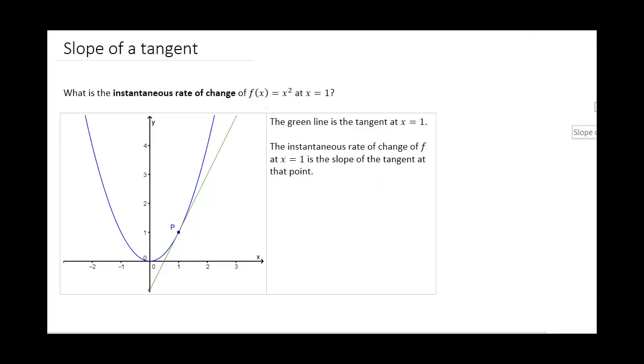The instantaneous rate of change of a function at a particular point is the slope of the tangent line drawn at that point. In this image, we see the green line is the tangent line, and we are interested in determining the slope of the tangent line. Unfortunately, we don't have a way of directly calculating the slope of the tangent line, and so we look for a method which we can use to find that slope.